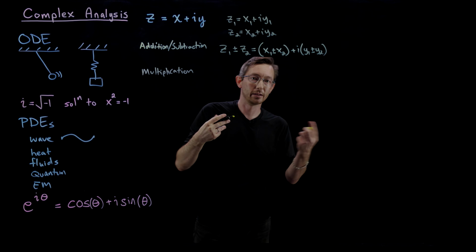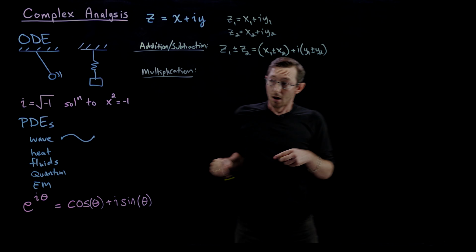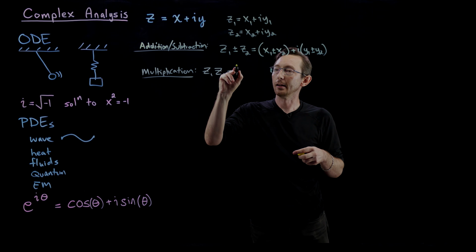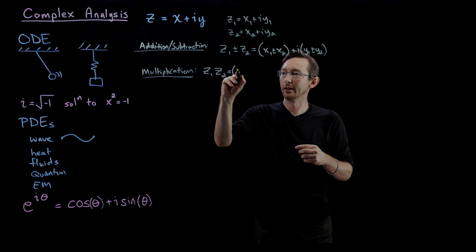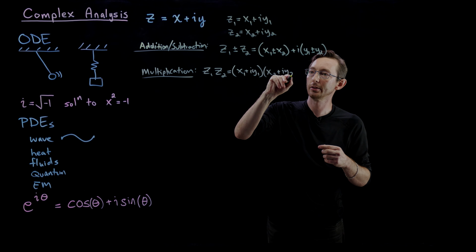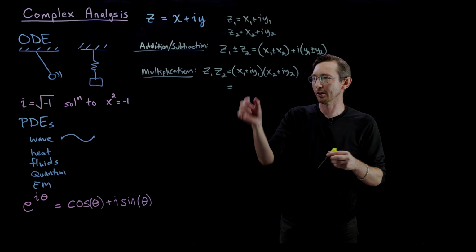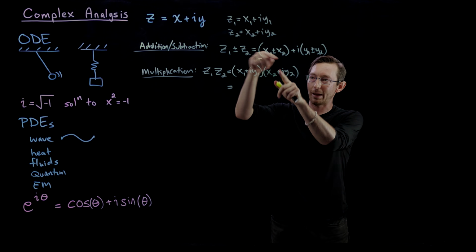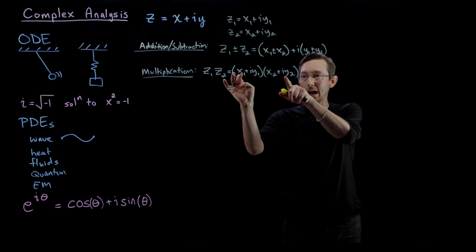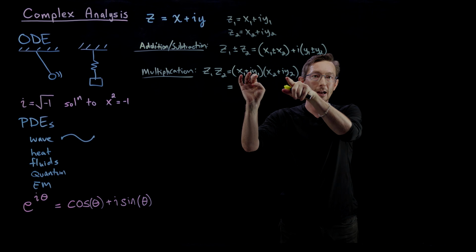If I do, let's say, multiplication, I'll do multiplication and division. So multiplication, this was addition, subtraction. Multiplication would be z1 times z2. And we're going to just multiply this out. So we have x1 plus iy1 times x2 plus iy2. And just like in algebra class, you multiply every single pairwise combination and add them up. So you get four terms: x1 times x2 plus x1 times iy2 plus iy1 times x2 plus iy1 times iy2.